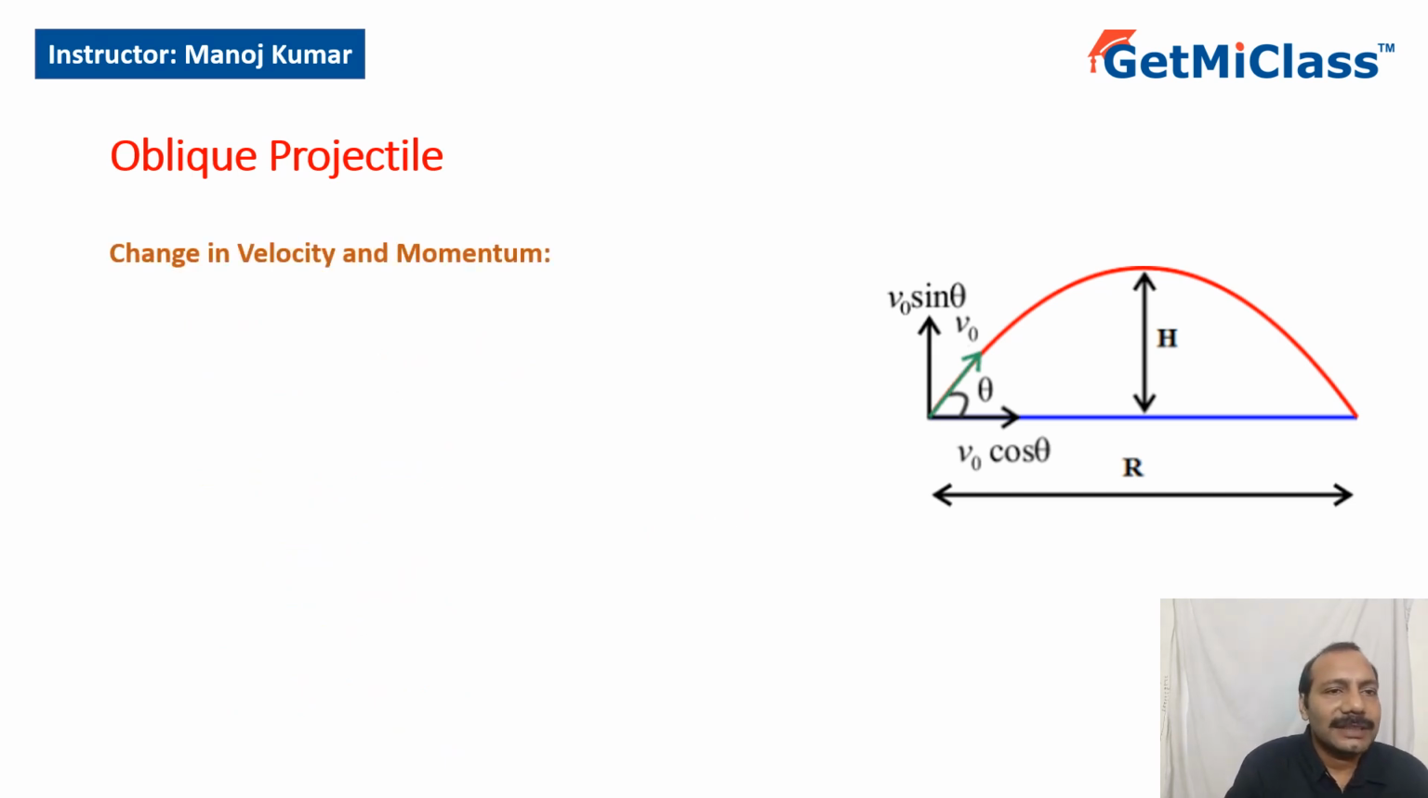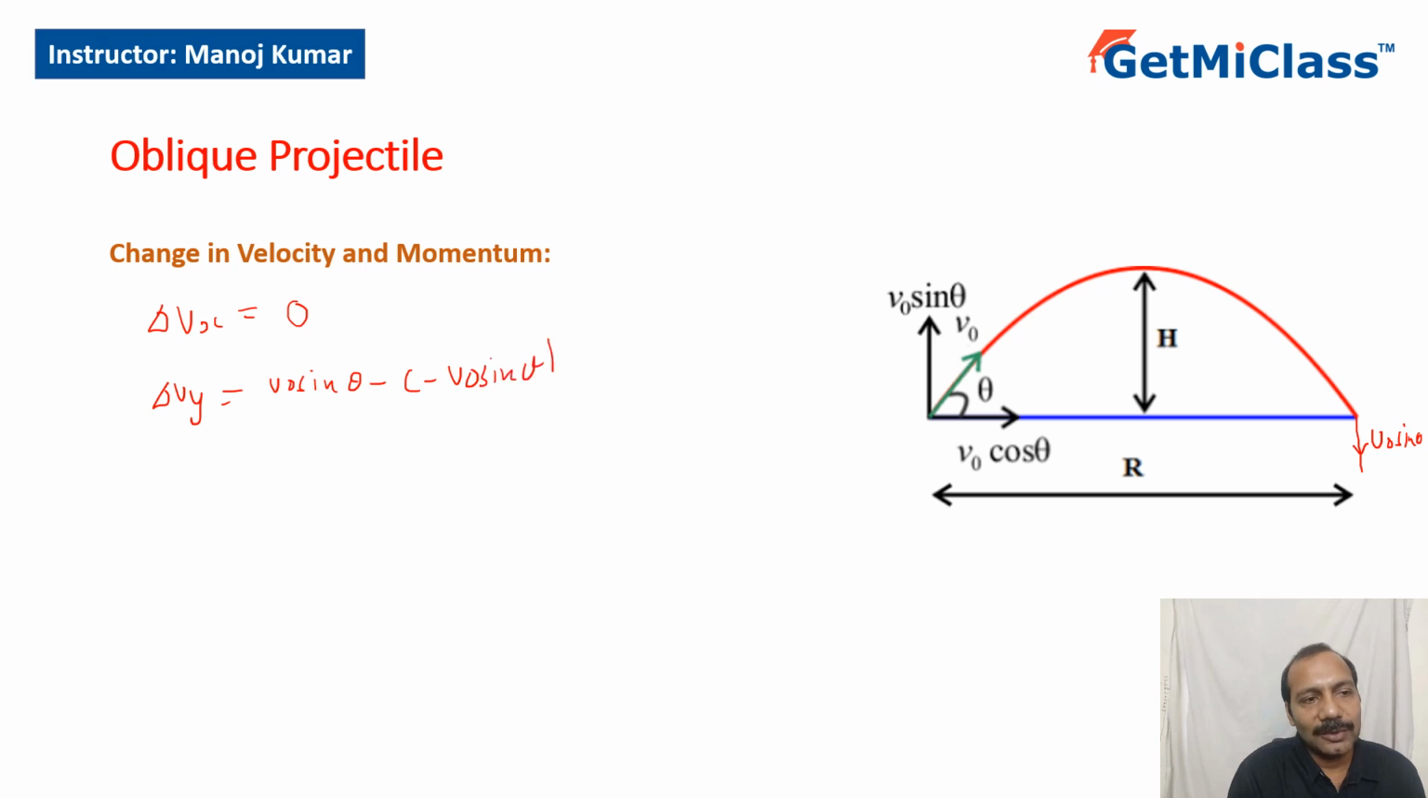Now change in velocity and momentum in a projectile. In the same situation where the initial and final point are at same height, we'll try to find out what is change in velocity and what is change in momentum. Now what is change in velocity in horizontal direction? Horizontal velocity is constant, so change in velocity in horizontal direction is 0. Now coming to vertical direction, when it reaches here, it will have same velocity v naught sin theta in downward direction. So what is change in velocity in vertical direction? It is v naught sin theta minus of minus v naught sin theta. I am taking downwards as positive here. So that will give me 2 v naught sin theta.